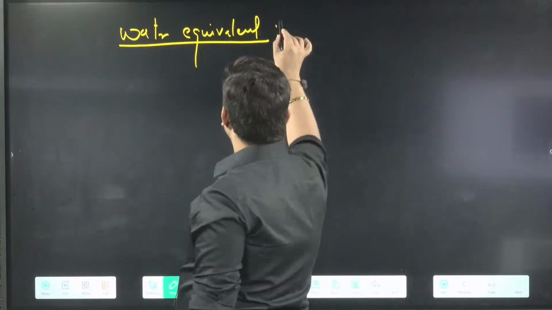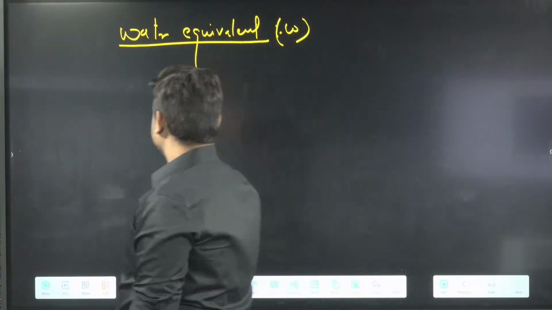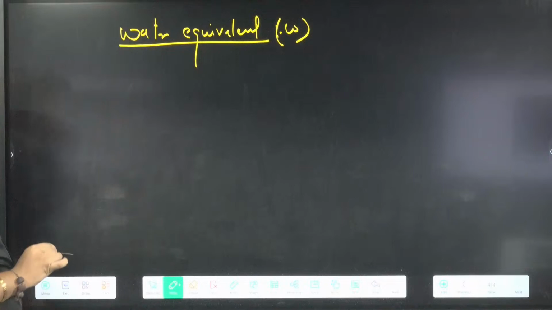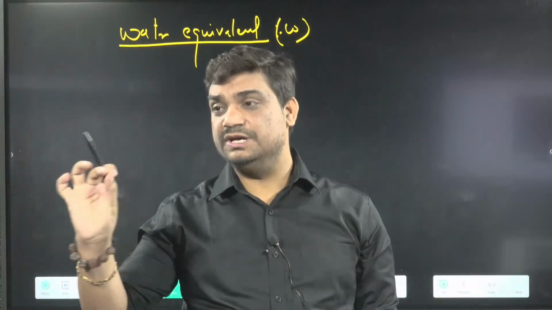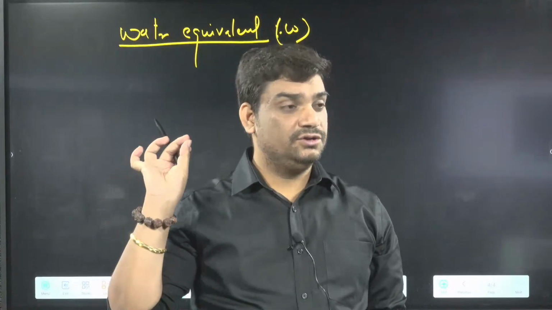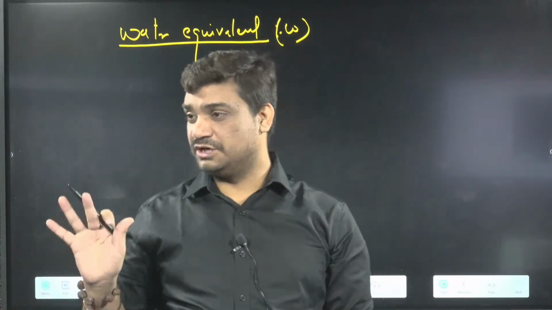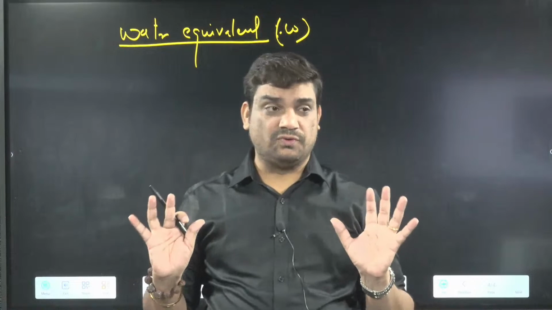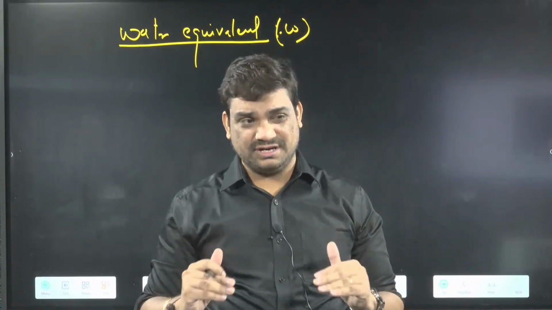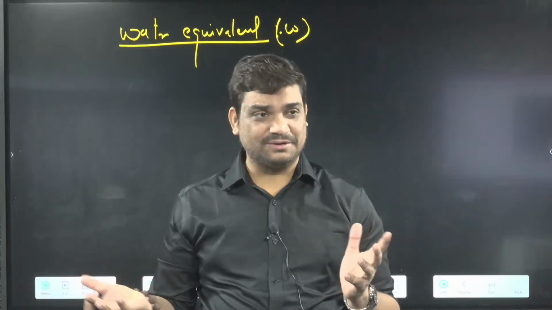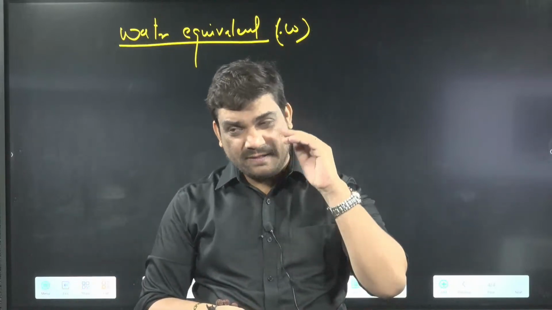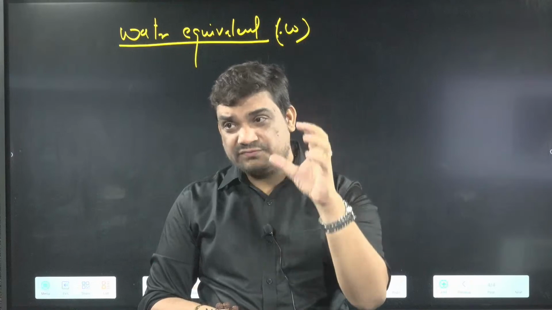So water equivalent, I will write it with W, means it is numerically equal to heat capacity. Water equivalent is numerically equal to heat capacity. For us, this is the meaning of water equivalent. I am not telling the full definition, because it will take around 5 or 10 minutes. I am just saying what the meaning is for us.